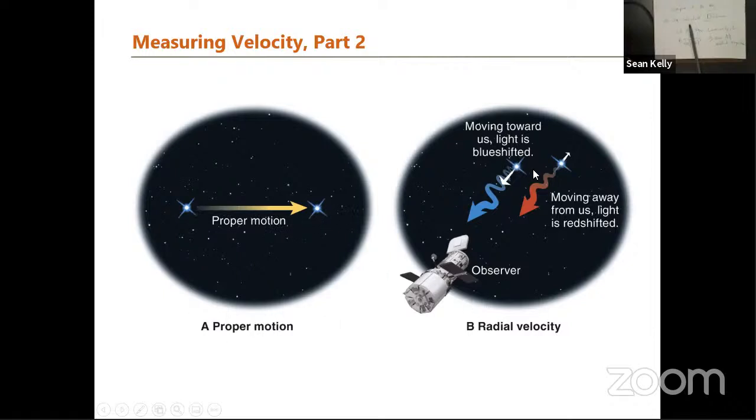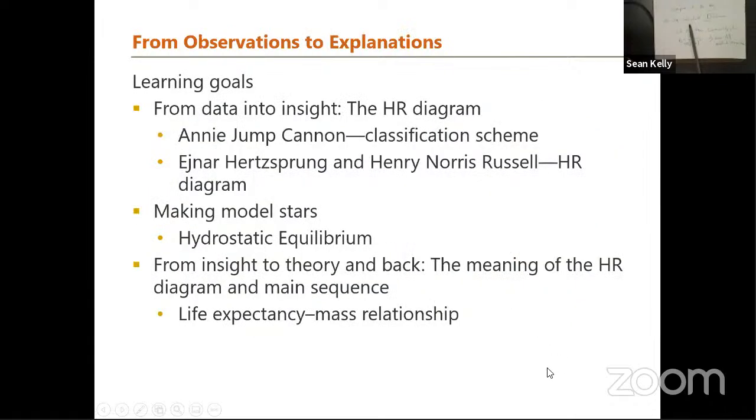The other one is using radial velocity. Radial velocity means the star is coming towards us, you get the light blue shifted, or away from us, the light is red shifted, okay? And again, you're looking at the absorption spectra in that case.